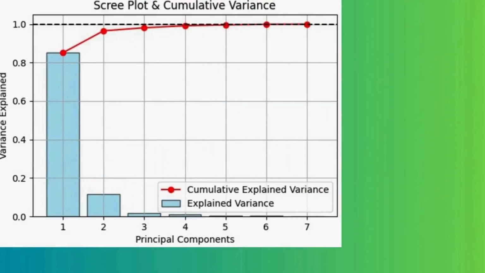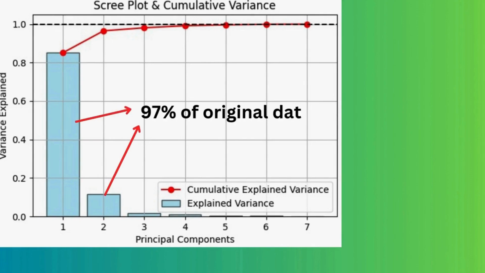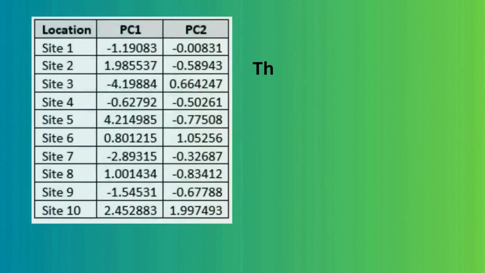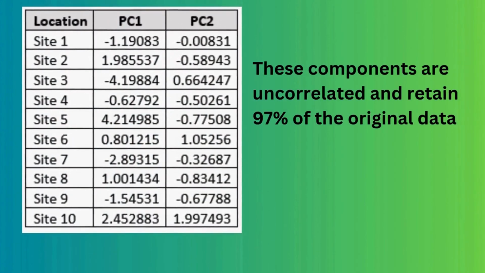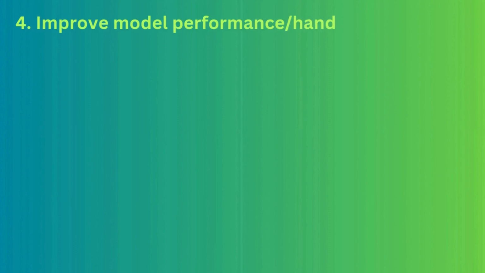Check out this graph. It shows the variance explained by each principal component. The first 2 principal components explain nearly 97% of the original data. That means the first 2 principal components store 97% of the information of the original data. So these 2 principal components are newly extracted data to explain carbon stock. Improve model performance, handling overfitting, multicollinearity.